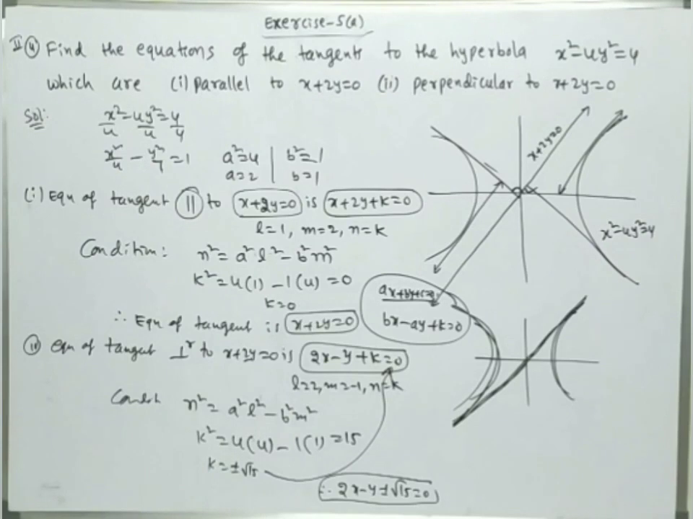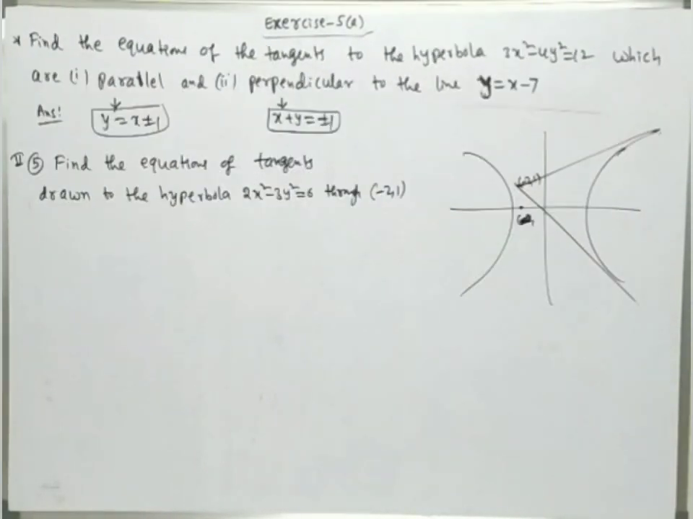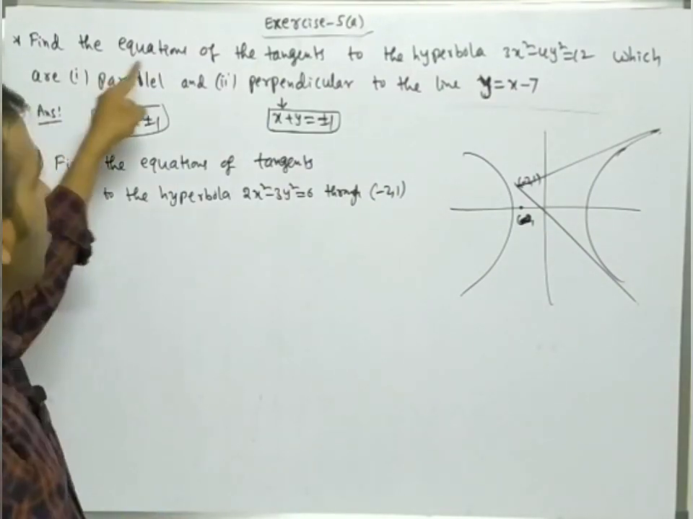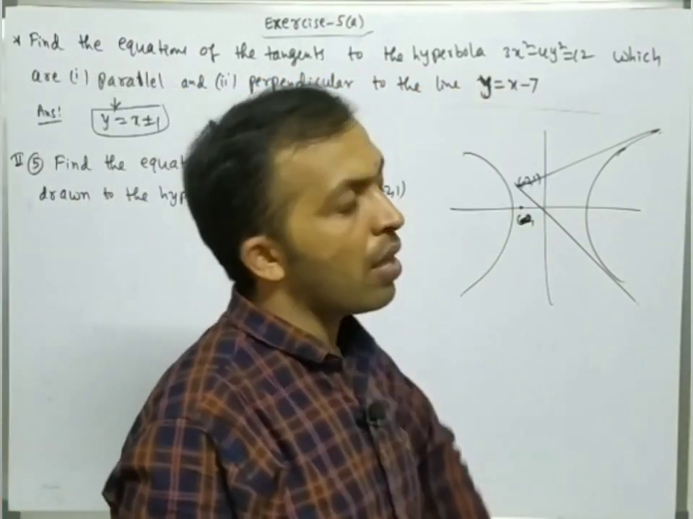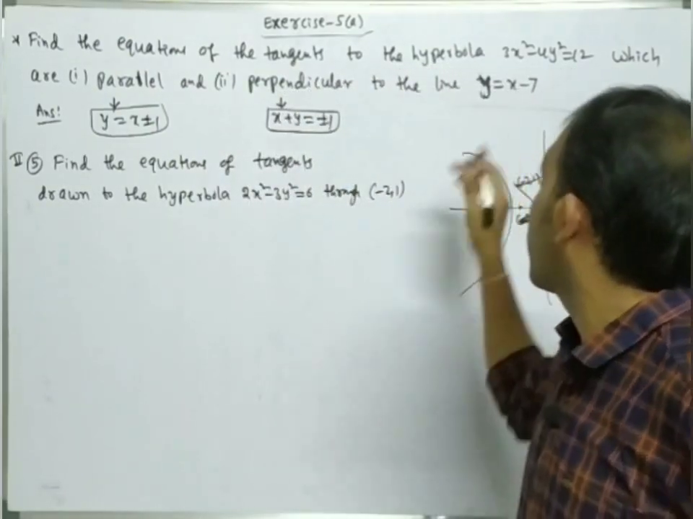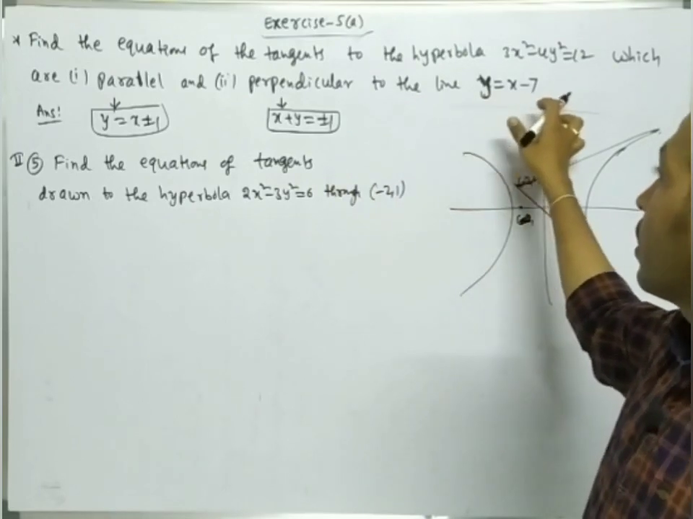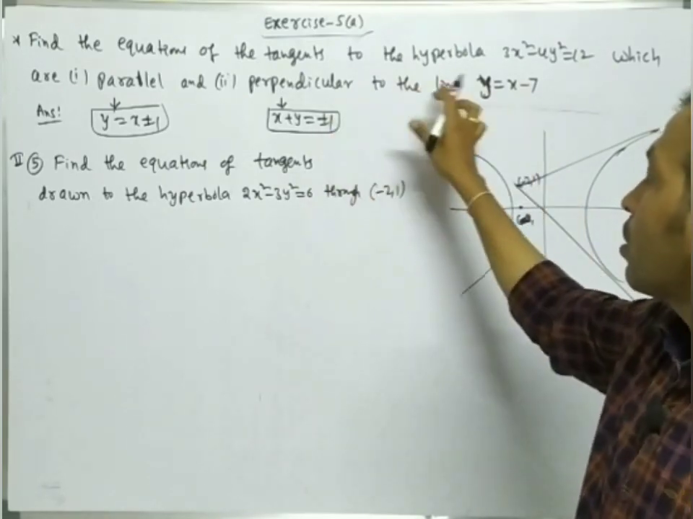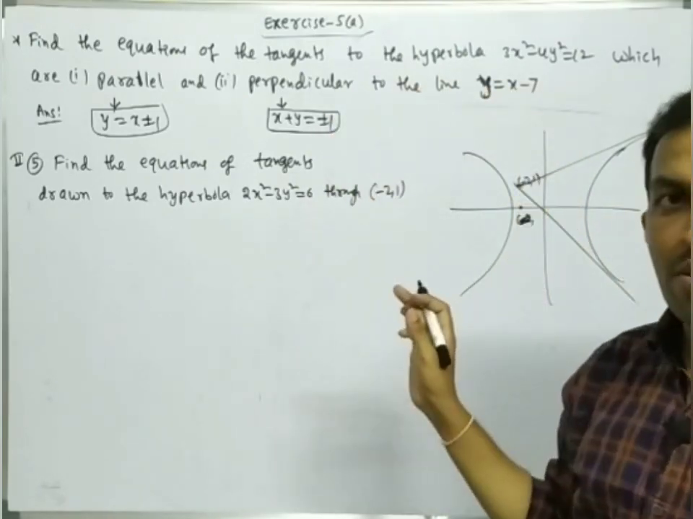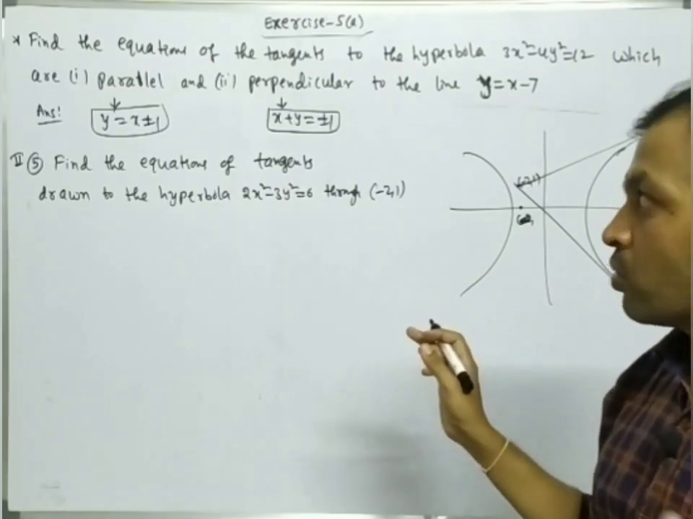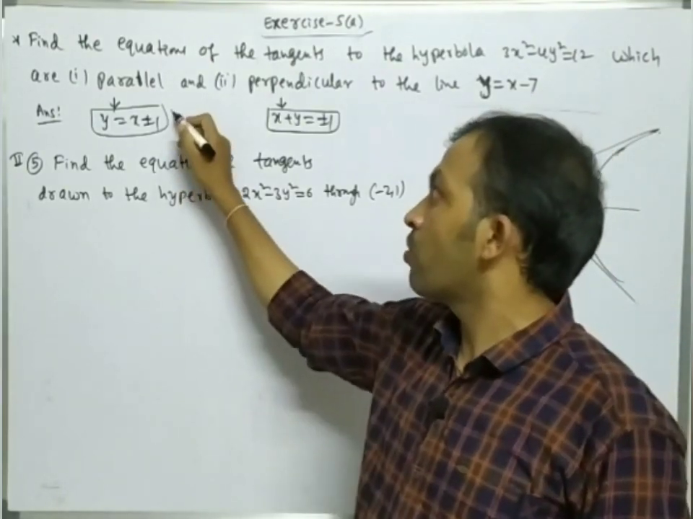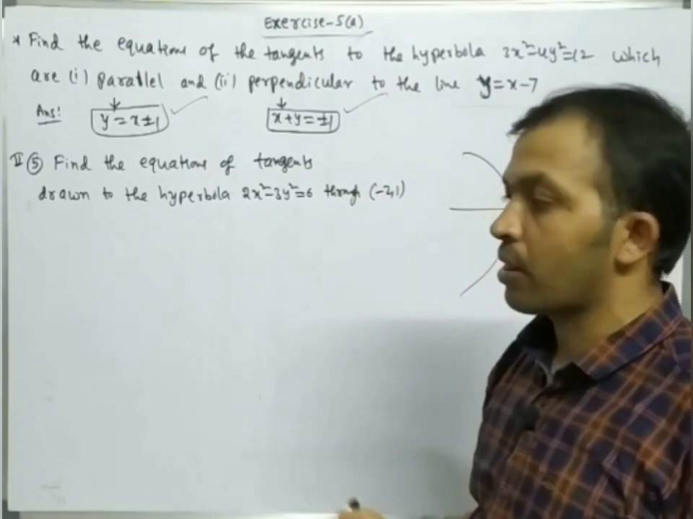So observe the concept, understand the concept and solve the problem. Find the equations of tangents to the hyperbola 3x square minus 4y square is equal to 12, which are parallel to the line y is equal to x minus 7, and perpendicular to the line y is equal to x minus 7. So it is a similar problem to the previous problem. Solve it yourself and you should get these answers.